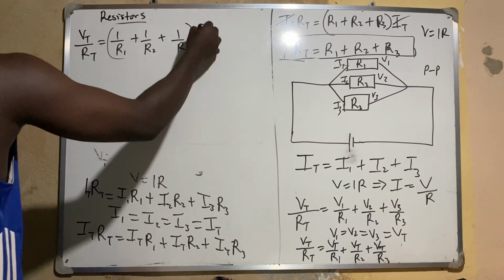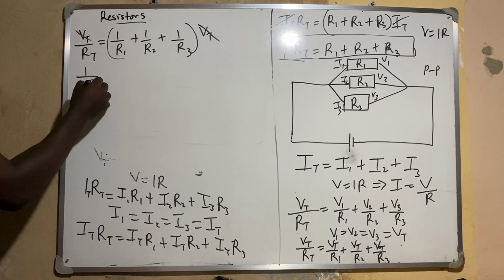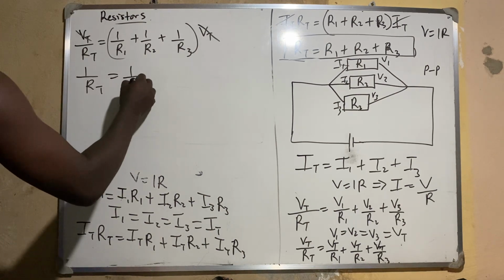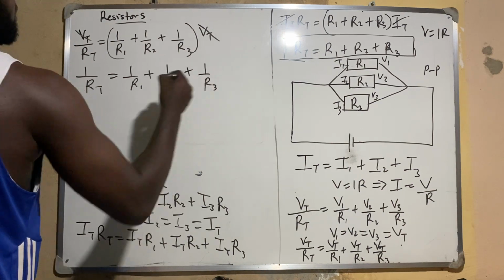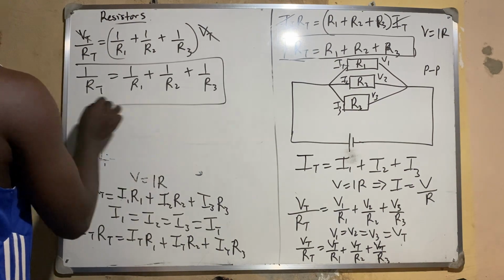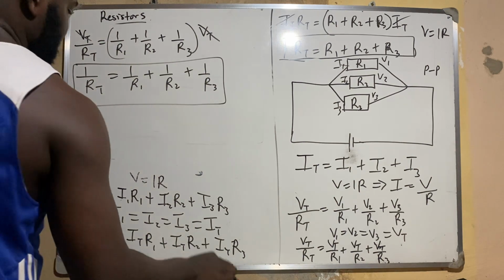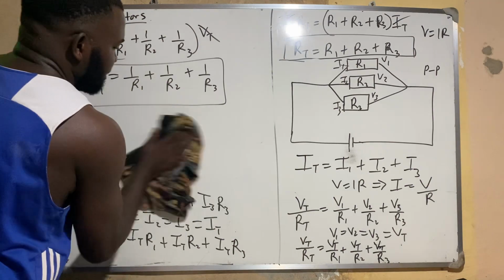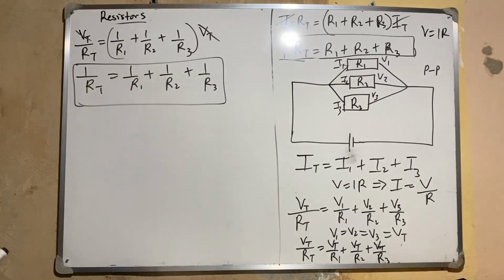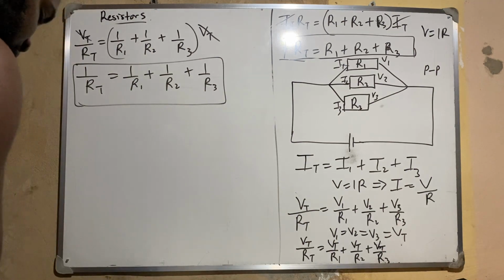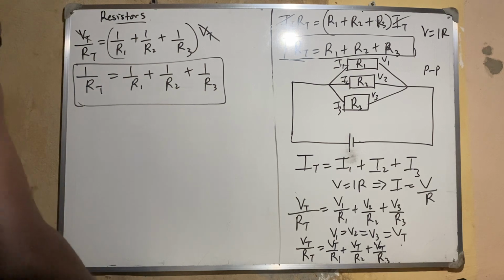And they all have V total in common. So V total cancels V total. I have that 1 over R total is equal to 1 over R1 plus 1 over R2 plus 1 over R3. All right, so this is the formula to get the total resistance in a parallel arrangement. You can also call it the equivalent resistance in parallel arrangement.